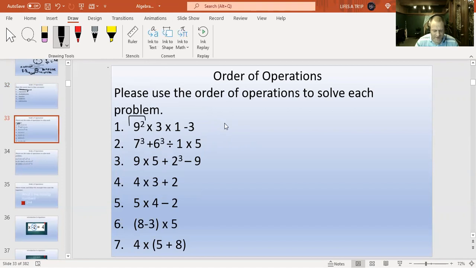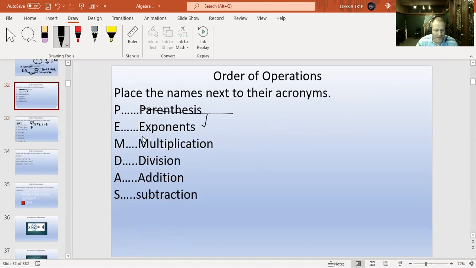So let's go ahead and take our problem to the second power. Oops, sorry guys. I'm not used to this whiteboard. Times 1 minus 3. Okay, there you go. So this is going to be 81 because this is going to be our exponent. We do that first.